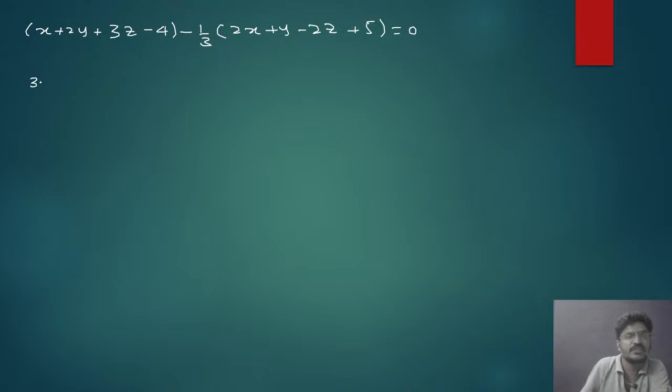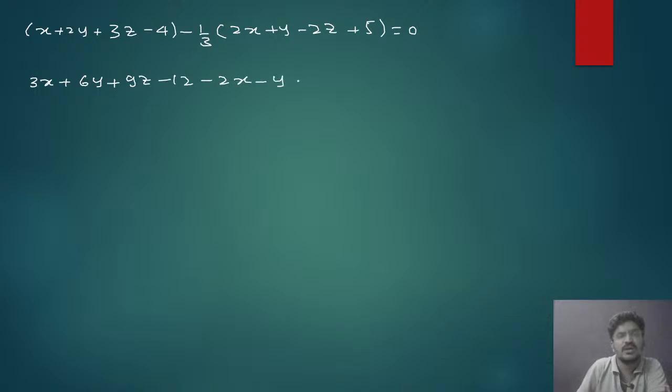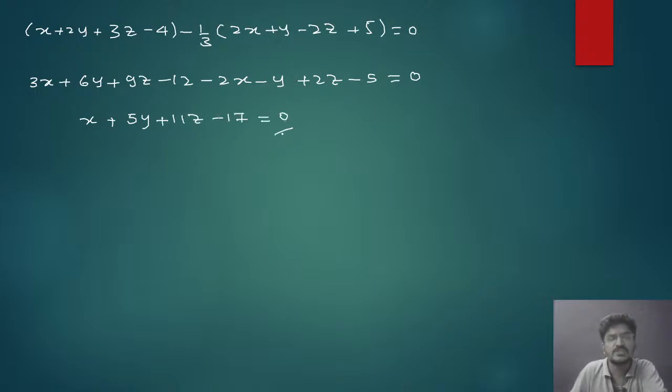Now if I simplify this, it will be 3x plus 6y plus 9z minus 12 minus 2x minus y plus 2z minus 5 equal to 0. That is 3 into x is 3x, 3 into 2 is 6y, 3 into 3 is 9z, 3 into 4 is 12. 3x minus 2x is x. 6y minus y is 5y. 9z plus 2z is plus 11z. Minus 12 minus 5 is minus 17 equal to 0. This must be your required answer.